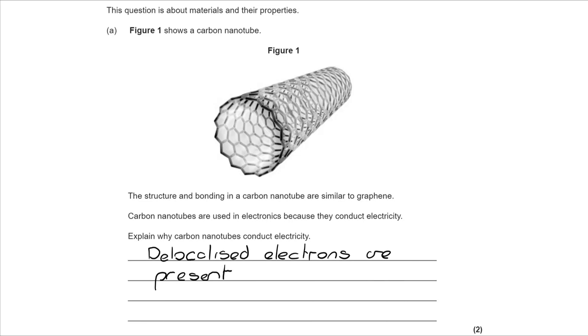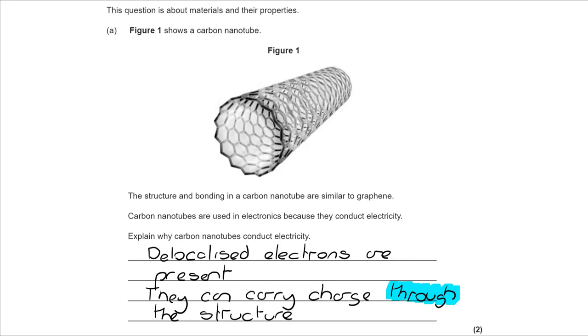Delocalized electrons are present, and that gets us 1 mark, and that means that they can carry charge through the structure. And I've highlighted through. We want to use that word rather than throughout, which would actually stop you getting that 2nd mark.